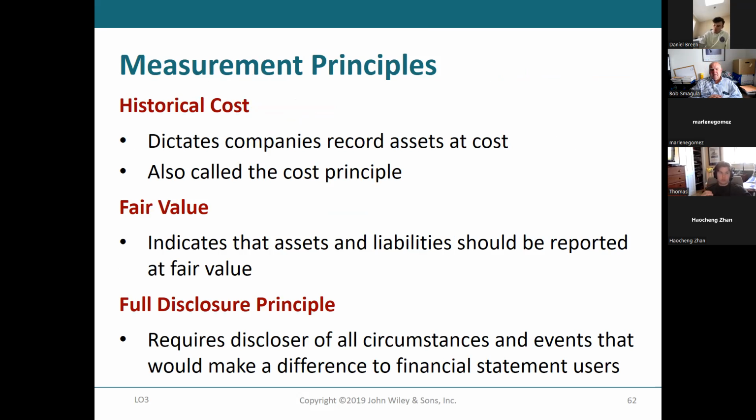Here's a real important one. Historical cost dictates companies record assets at cost, the cost principle. You bought a piece of land in Santa Barbara, your grandfather did, right after World War II. He bought 10 acres of land off Ledbetter Beach. And he paid $100,000 for that land. That land is still $100,000 on your financial statement. Today, that land is worth not 100,000, it's worth 10 million. But you have to keep recording it as 100,000. You cannot represent a gain or a loss until you sell the asset. Fair value, full disclosure.